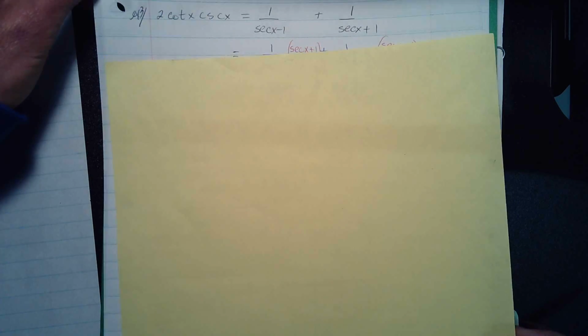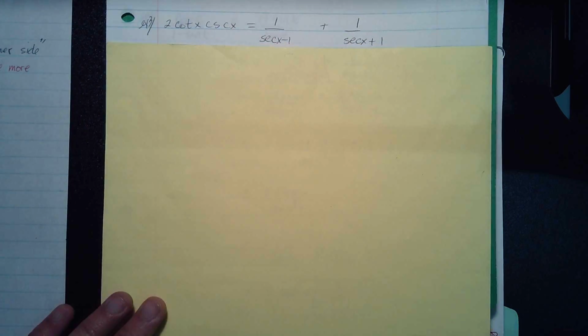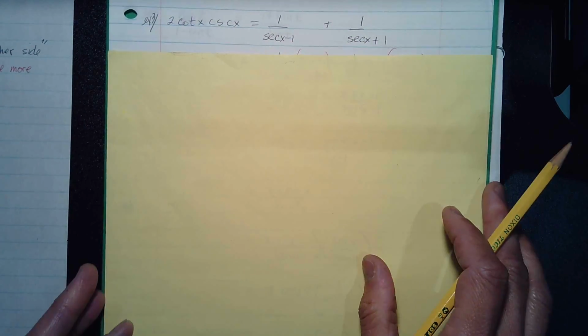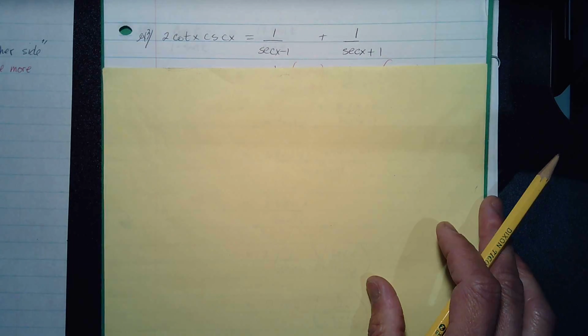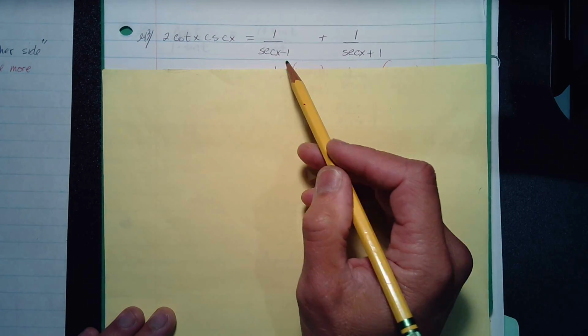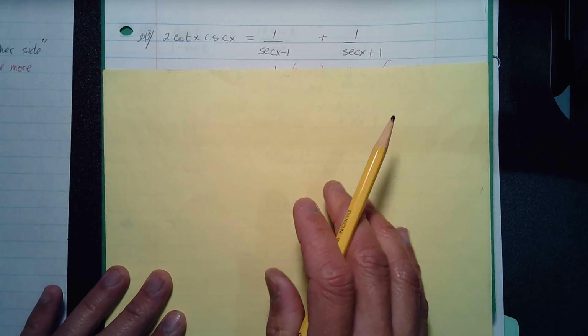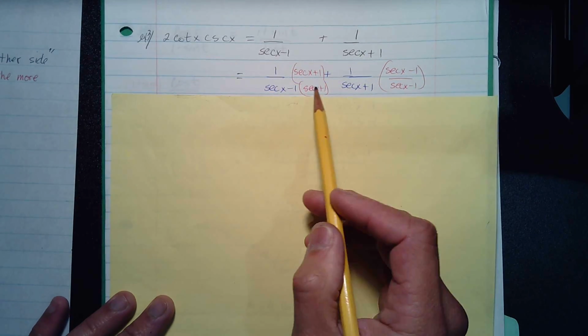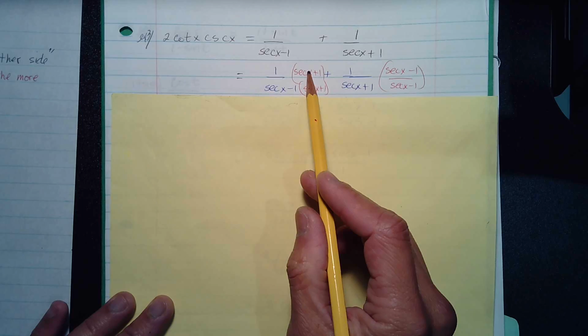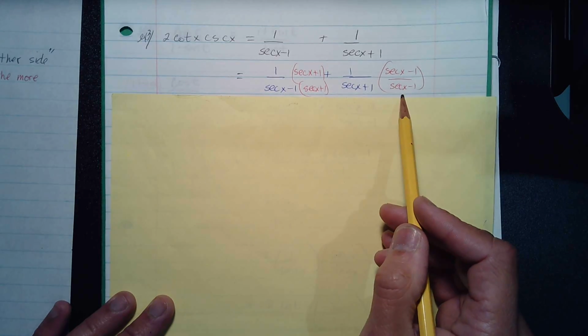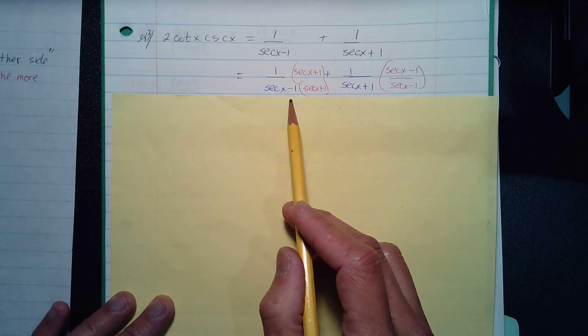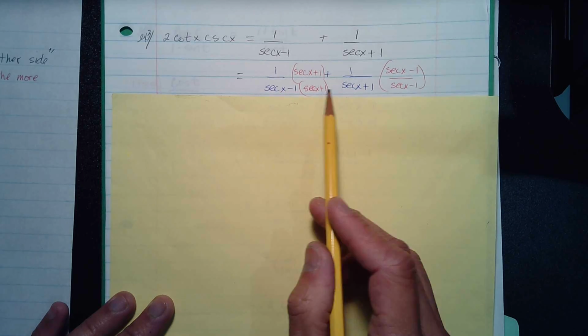Example 3. Now the more complicated side is this right side with the fraction. Again, think of common denominator when we have two fractions. So I'm going to multiply secant x plus 1 top and bottom, secant x minus 1 top and bottom. So once we do that, we will have a common denominator.